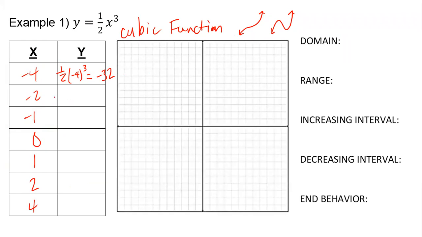Next, we have -2. I have 1/2, -2 to the third. -2 to the third is -8. Half of -8 is -4. Then I have 1/2, -1 to the third. -1 to the third is -1. Half of -1 is -1/2, sorry. 0, well, that's easy. It's going to be 0. And because these are just the opposites of my original inputs, it's going to be the same except positive values, right? So I'm going to have a +1/2, I'm going to have a +4, and a +32.